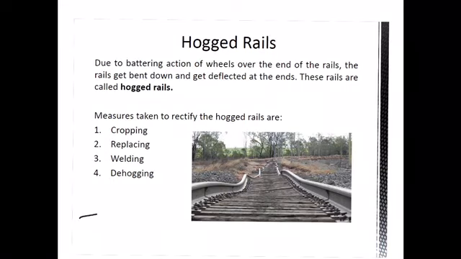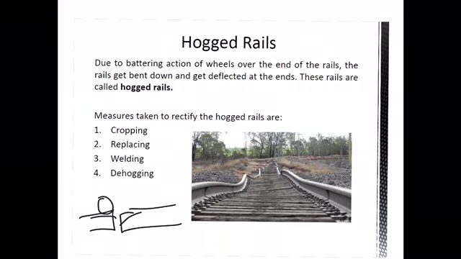And the next defect we have is the hogged rail. This hogging of the rails can be seen at the joints. Whenever there is a battering action of the wheels over the ends of the rails, what will happen? These ends get battered, they bend down, and it is reflected at the ends. Such rails we call hogged rails. This hogging occurs because of loose packing under the joints and also because of loose fish plates or fish bolts. These defects cause a rough riding surface on the railway sections.